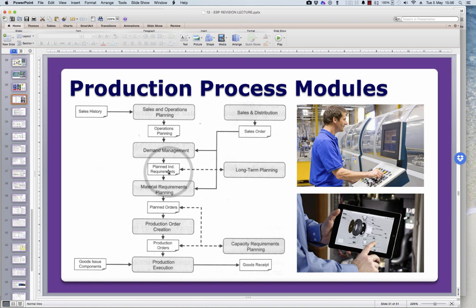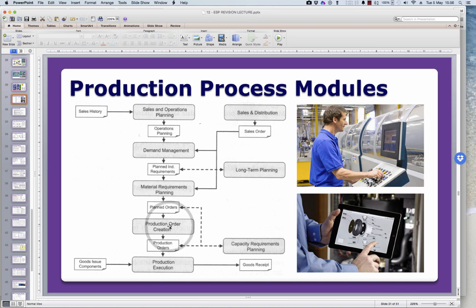As a result of planned independent requirements, you then go to materials requirements planning. It will do 2 things. It will work out what planned orders it's got to make, and it will also be looking to see if it needs to buy anything to do that. We'll probably come on to that in a second.